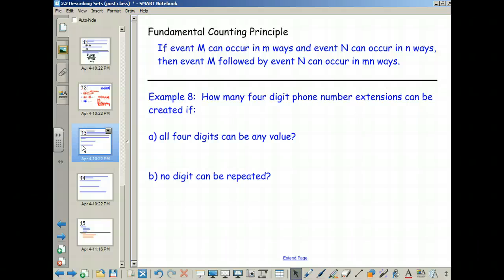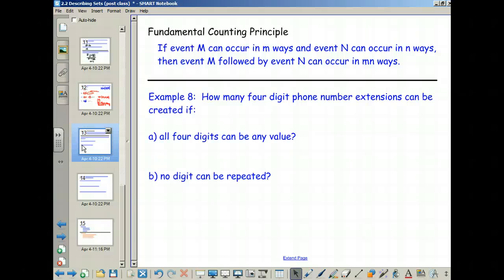If an event M can occur in little m ways, and an event capital N can occur in little n ways, then event M followed by event N can occur in m times n ways. So you need an example because there's lots of letters in what I just said. All right, so we're not going to do the examples up here just yet. Here's a practical example for you, okay?